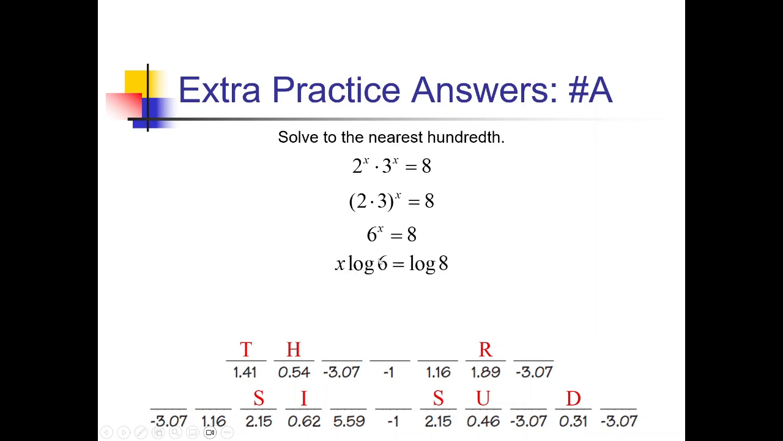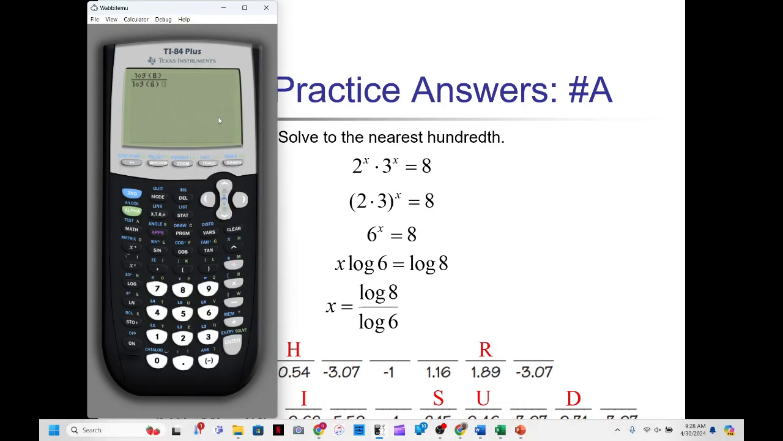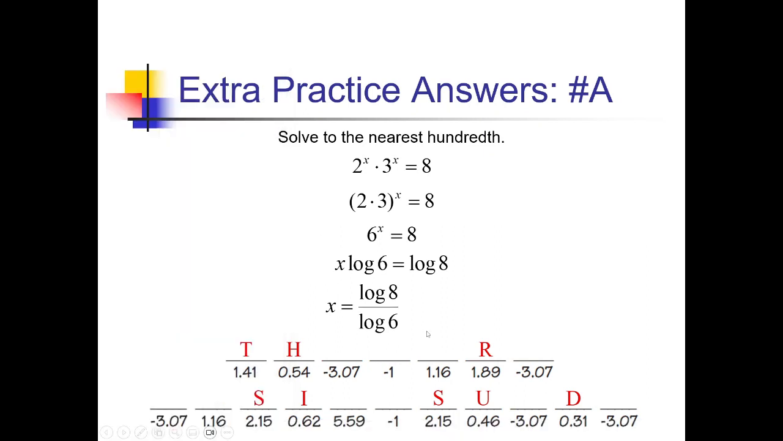So x log of 6 equaling log of 8. And then just divide both sides by log of 6. Calculator time. So log of 8 divided by log of 6 ends up giving me about 1.16. So that's an A going in this spot right here. And let's just double check. Oh, there's another one, 1.16. So there's an A. And that's it for the A's.